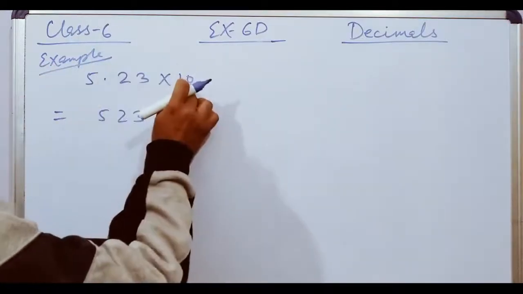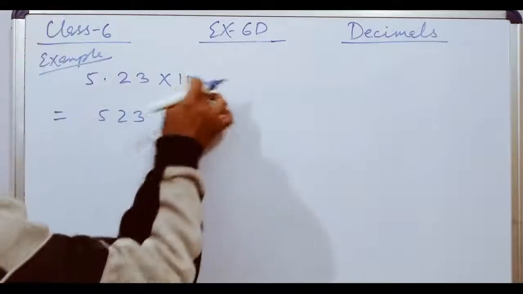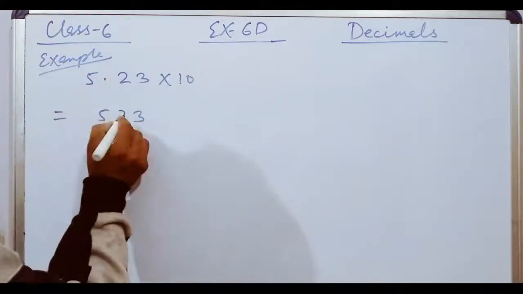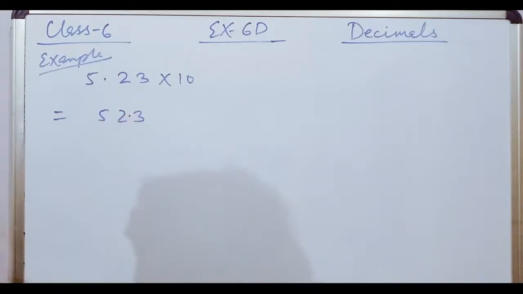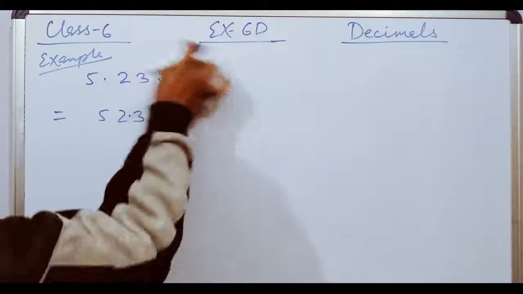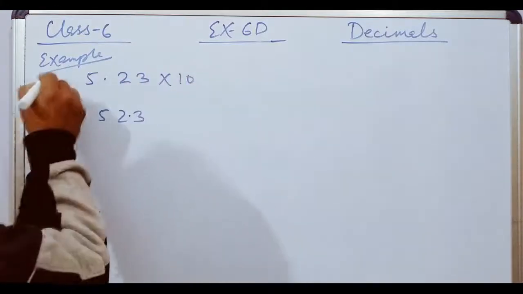523. If we multiply by 10, which has one 0, then after one digit on the right side we will put the decimal. Okay, here after one digit. Why? Because we are multiplying by 10, which has one 0.